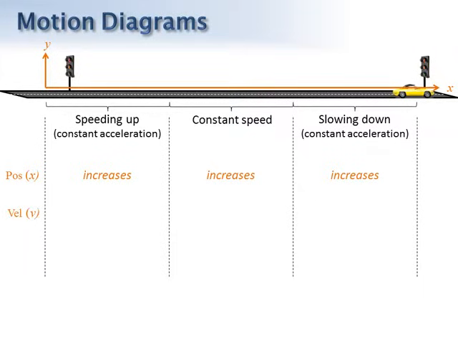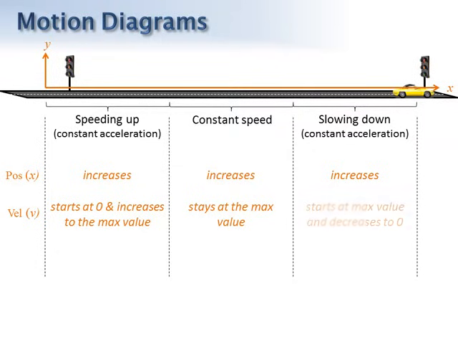Let's look at velocity. So in the first zone, the velocity starts at 0 and increases to a maximum value. In the second zone, the velocity is constant. It stays at that maximum value. And then in the third zone, the velocity decreases back to 0.